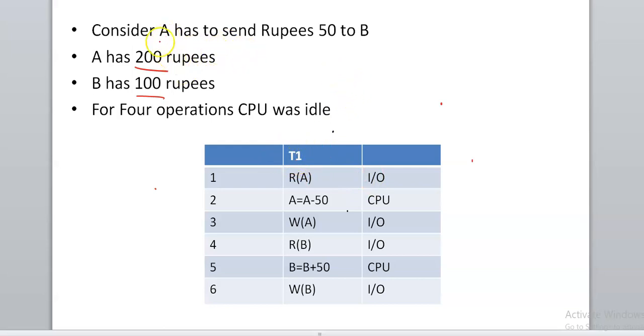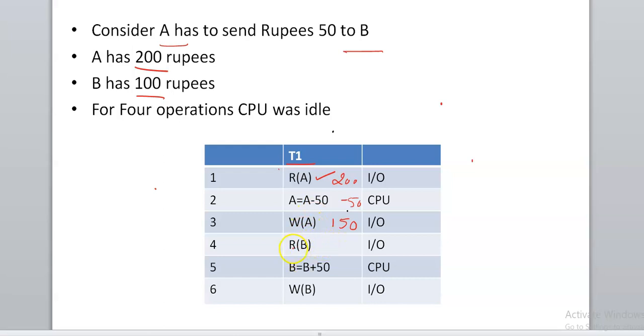The process of sending rupees 50 from A's account to B's account is called a transaction. And to complete this particular transaction, we have to perform a few operations. So what are the operations that we have to perform for this transaction? Let us see. First, we have to read the amount in A's account, which is initially 200. We need to deduct rupees 50 from that, and then we will update the amount back into A's account by performing a write operation.